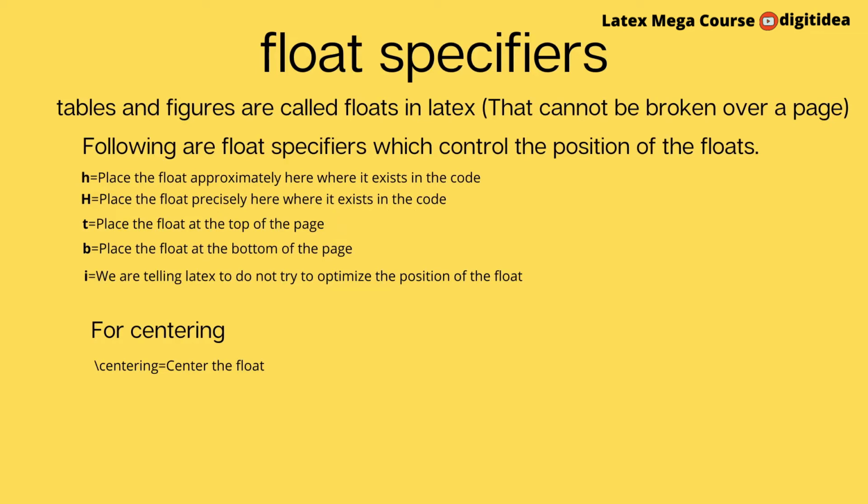Lowercase h means that we are telling LaTeX to place the float approximately here where it exists in the code, but there is no guarantee it will put it there. But if you use capital H, now you are telling LaTeX to place the float, meaning table or figure, precisely here where it exists in the code. T means place the float at the top, B means at the bottom, and ! means that we are telling LaTeX do not try to optimize the position of the float.